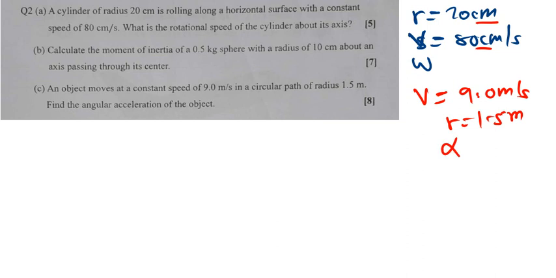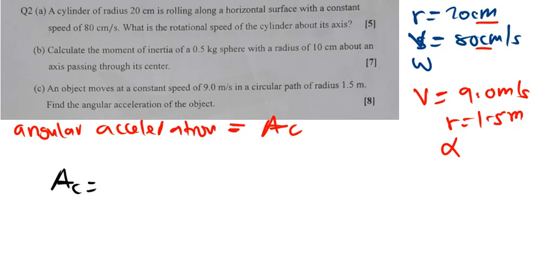Angular acceleration is the same as the centripetal acceleration. In this case, since I've got the V and R, what is the formula to find the centripetal acceleration? V squared over R. Our V is 9 squared, over 1.5.